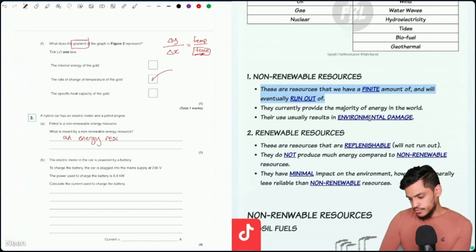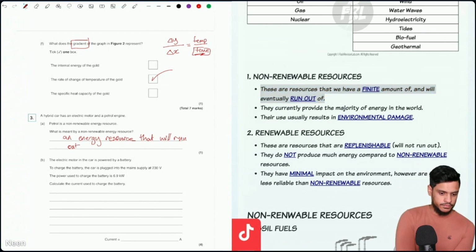An energy resource that will run out. Yeah, Harry. Finite resource that cannot be replaced. That's fine as well.